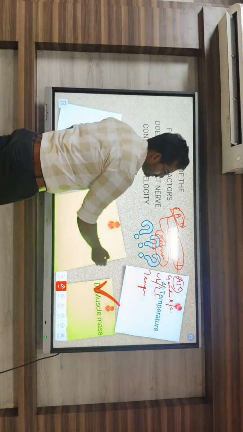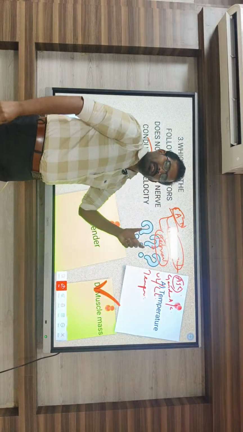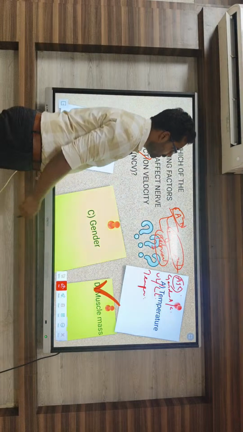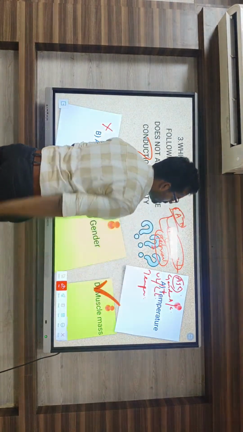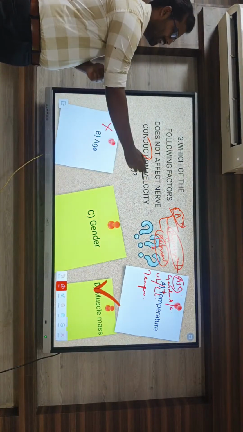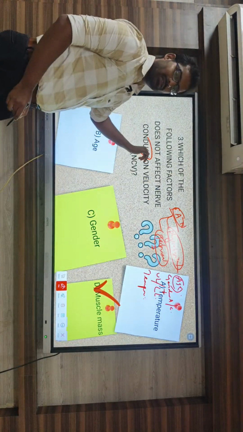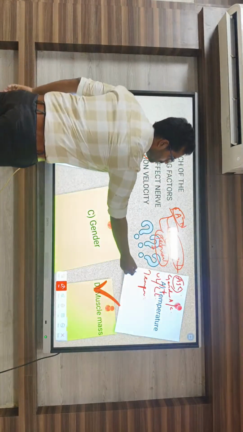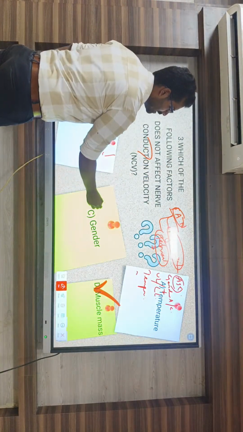Next one, temperature. So temperature low-ஆ இருக்கு அப்படினு பார்த்தோம்னா nerve conduction velocity low-ஆ இருக்கும். Plus temperature increased இருக்கு அப்படினு பார்த்தோம்னா nerve conduction velocity increased இருக்கும். The question என்ன அப்படினு பார்த்தோம்னா எந்த factor nerve conduction velocity-ய affect பண்ணாது is the question. So இதுவும் affect பண்ணும், இதுவும் affect பண்ணும். Next one is the gender.